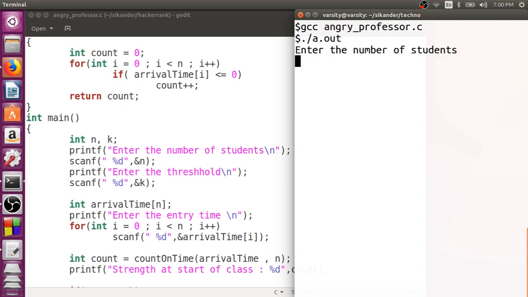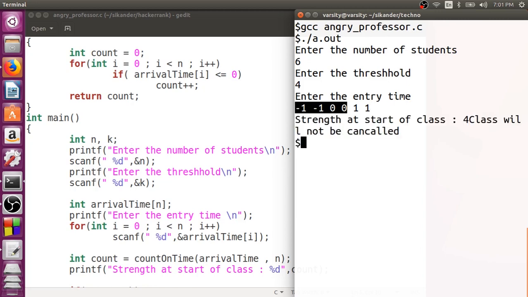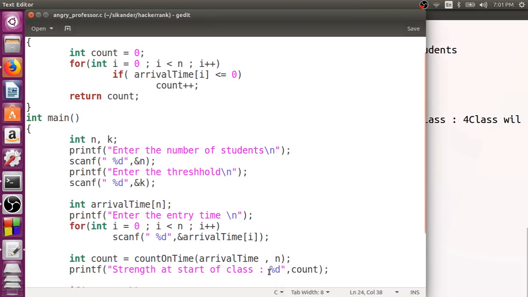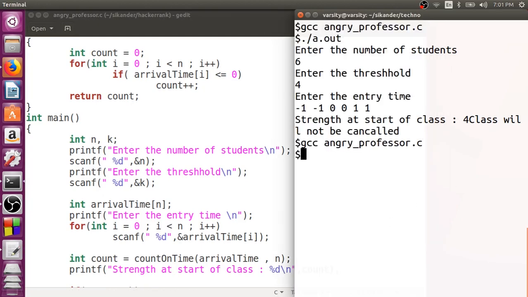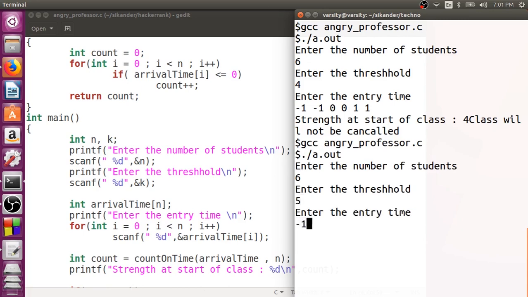Let us try to run this. Now let's take the first input we saw in the HackerRank problem statement. We had a strength of 6, then the threshold, let us assume it is 4, and then we'll take the same input we saw there: -1, 0, 0, 1 and 1. Remember, here there are 4 people who are present in the class at the beginning of the class, right? So the class will continue, it will not be cancelled. You can see the strength at the start of class is 4 and the class will not be cancelled. Now with the same input, if you try to run this and say the threshold is 5, the same 6, threshold is 5 and the same entry time.